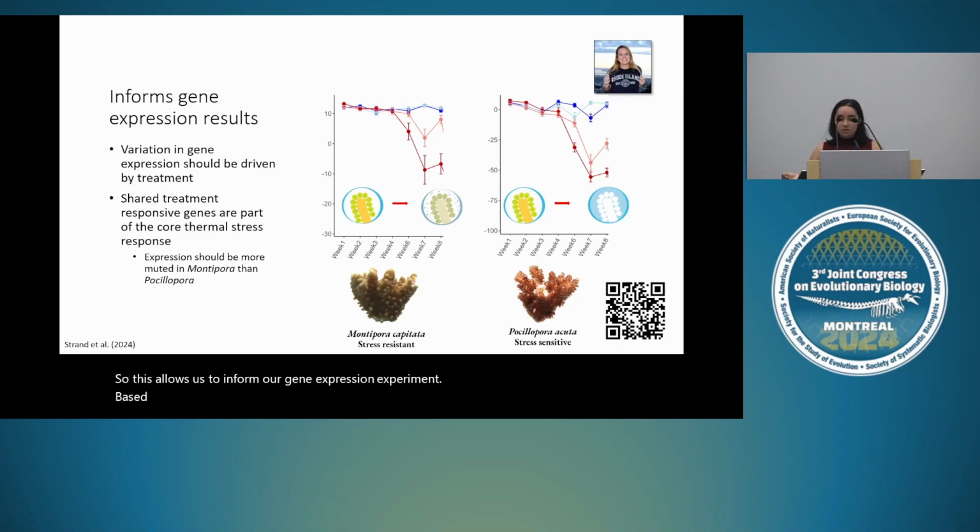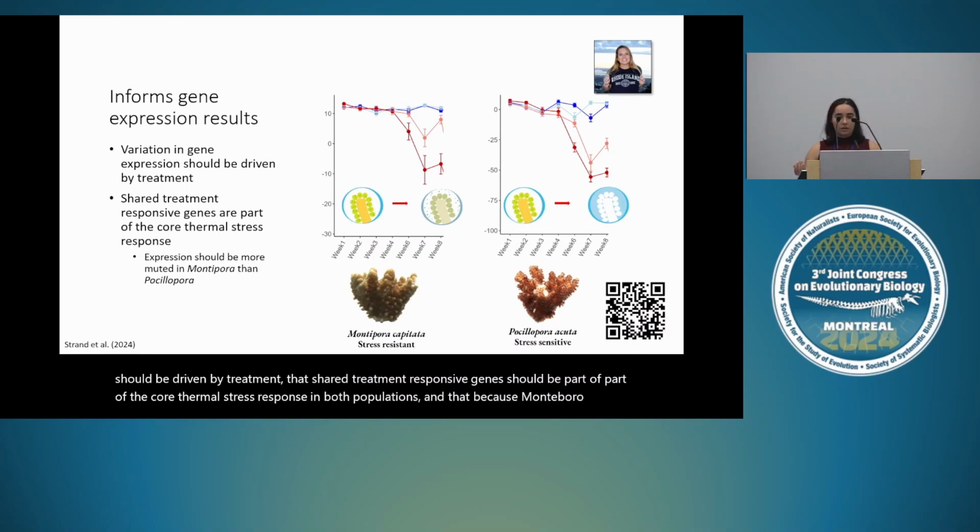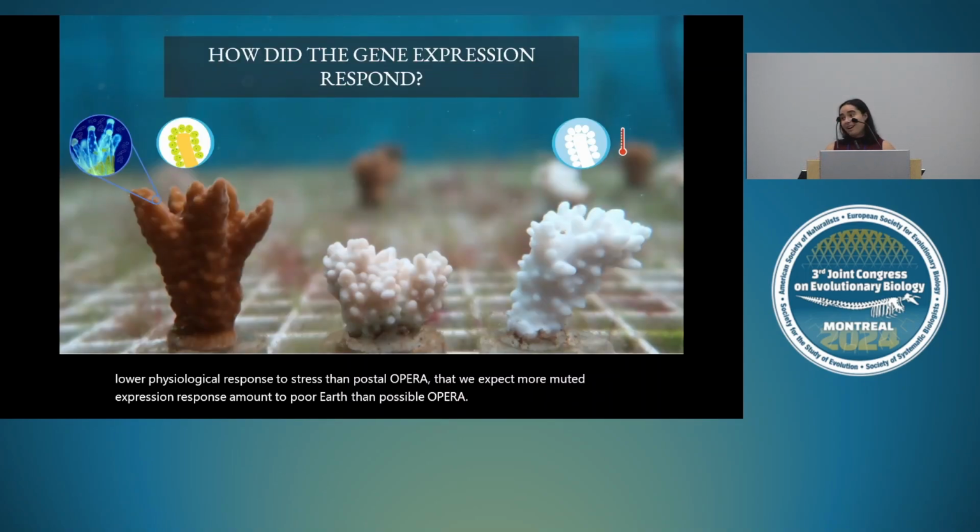Based on this physiological experiment, we would assume that variation in gene expression should be driven by treatment, that shared treatment-responsive genes should be part of the core thermal stress response in both populations, and that because Montipora had a lower physiological response to stress than Pocillopora, we expect a more muted expression response in Montipora than Pocillopora. So, how did the gene expression respond to stress?